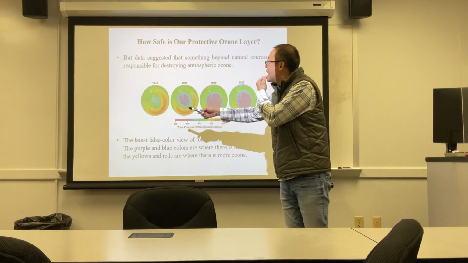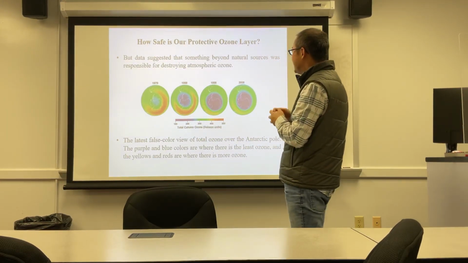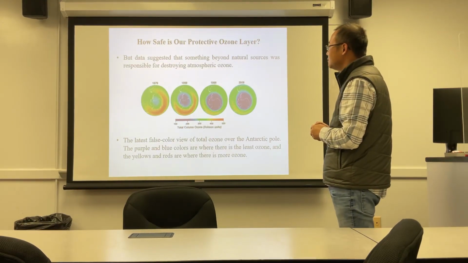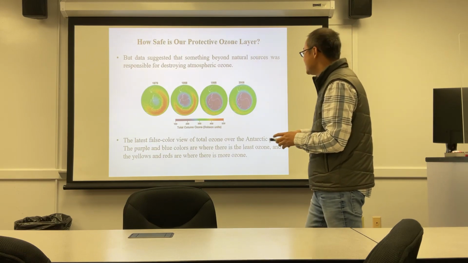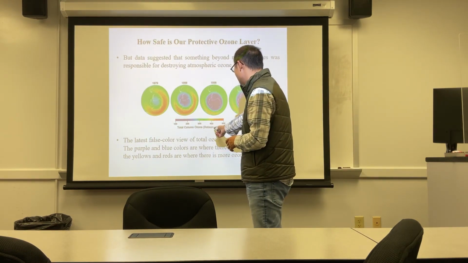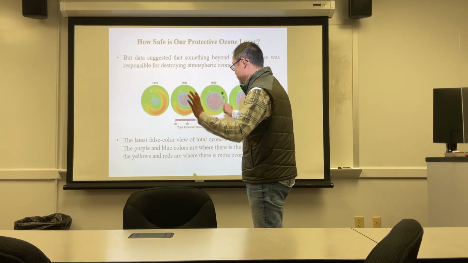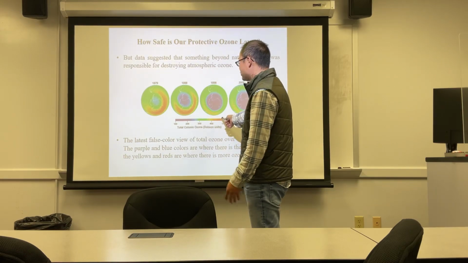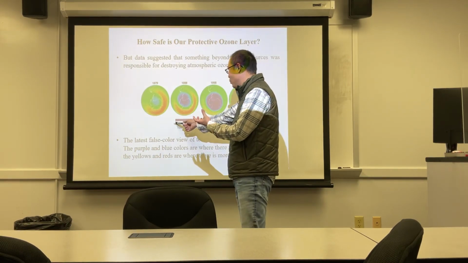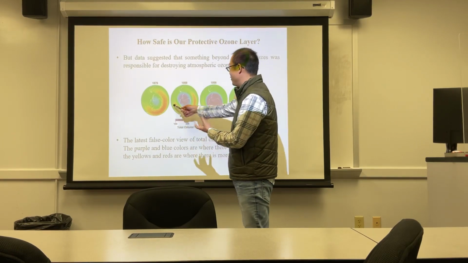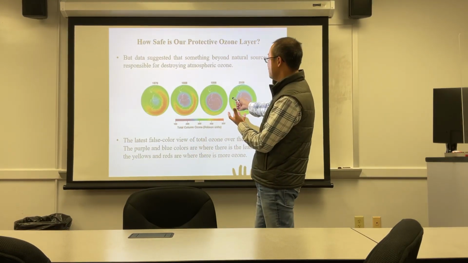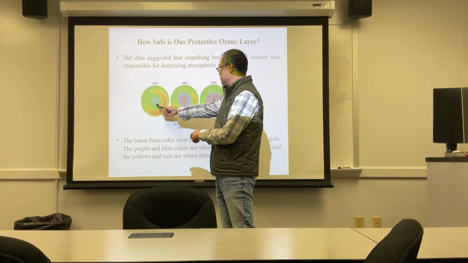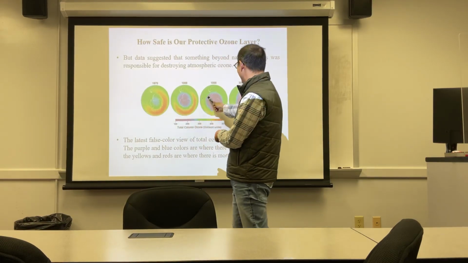The data suggested something beyond natural sources was responsible for destructing the ozone layer. And you can see this is the picture of the ozone concentration, in Dobson units. I don't even know what Dobson is, but we can see that in the higher, reddish color, the concentration is higher. In the more purple, bluish color, the concentration is lower. This is the satellite picture of the ozone from the South Pole, from the south end of the Earth. You can see that this is from 1979 all the way until 2008.